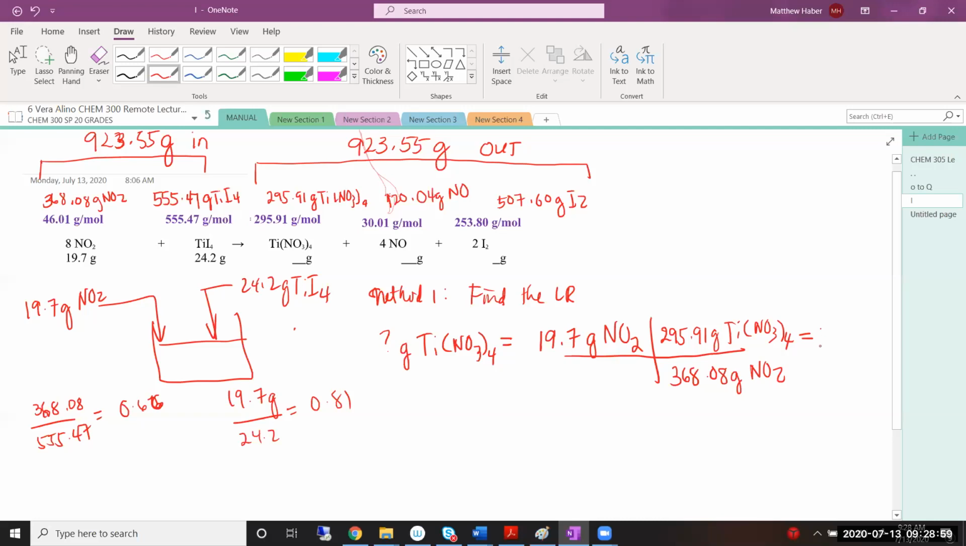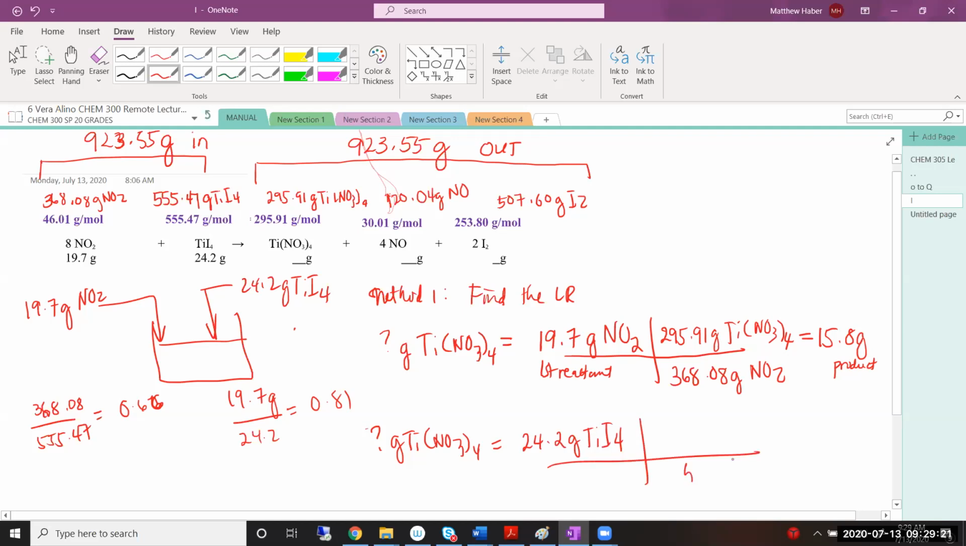And that will give me 15.8 grams. On a separate calculation, I'm going to figure out how much of the product is formed if all of the second reactant is used up. If you look at the mass ratio, for every 555.47 grams of the second reactant used, I make 295.91 grams of titanium 4 nitrate.